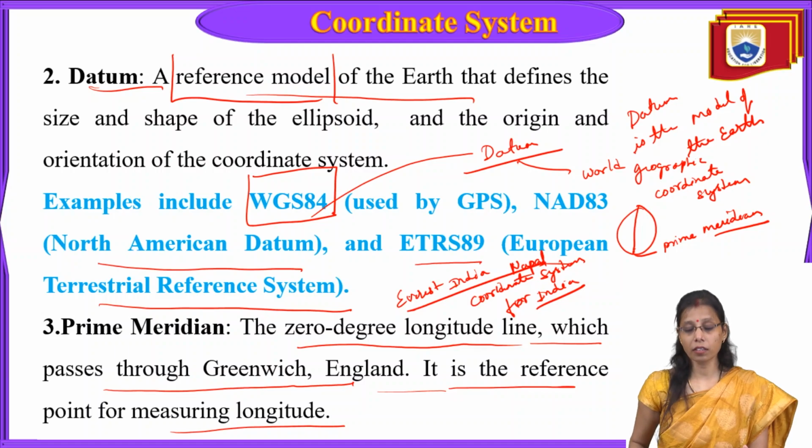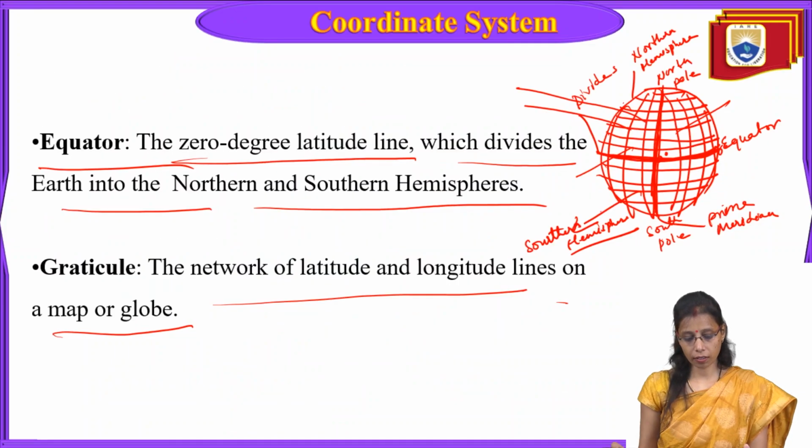The prime meridian is the 0 degrees from east to west, and it divides the Earth's surface into west and east. The equator divides the Earth into the northern and southern hemispheres, north and south. Graticules are the networks of lines of latitude and longitude present on the Earth's surface, and when we convert them to a projection, they are displayed on the map.